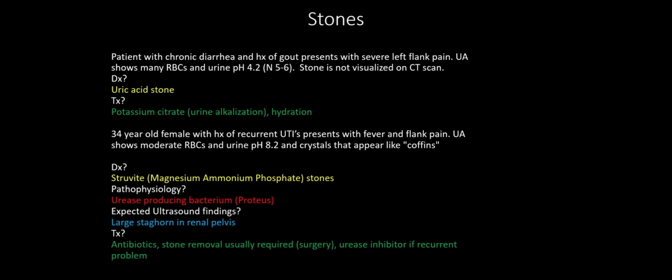So really the idea is that you're going to need surgery for this. If you do have recurrent problems, you can give a urease inhibitor to these patients to keep the urine within normal limits for pH and not as alkaline, because that's kind of your problem. So good to know definitely that these people usually need surgery.